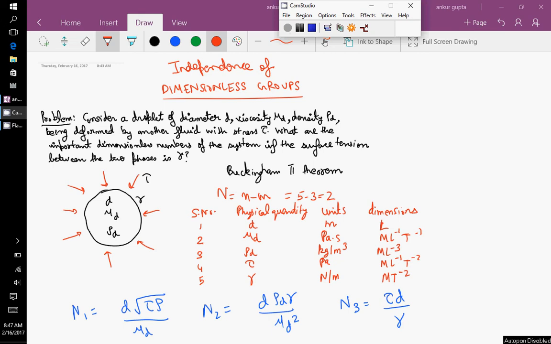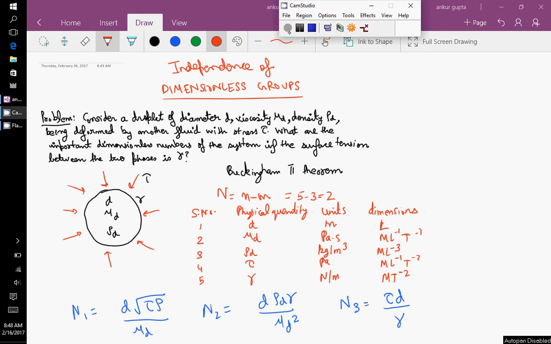Just to briefly recap what we discussed in our first video, we discussed a problem where we had a droplet of diameter d, viscosity mu d, density rho d, and that droplet was being deformed by a stress tau, and the surface tension between the two phases, the droplet phase and the external phase, was gamma. So we said that we have five physical quantities: diameter d, viscosity mu d, density rho d, external stress tau, and surface tension gamma. And we said that we have five variables.